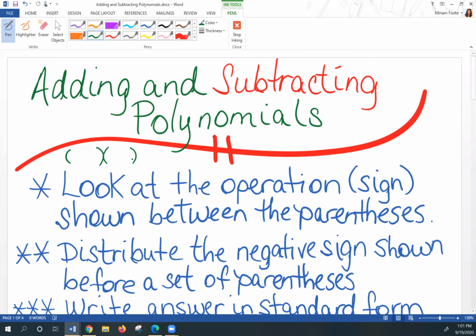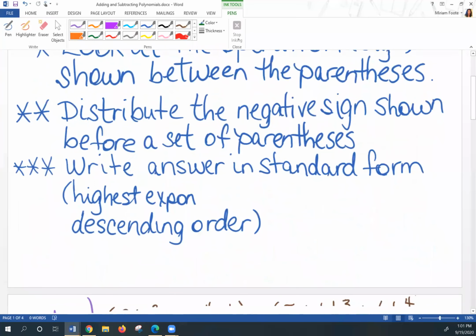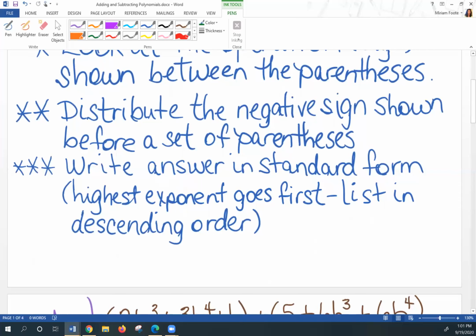When you have a subtraction polynomial, you want to make sure that you distribute that negative sign that's shown before that set of parentheses to all of the terms in that next set of parentheses. So something like this.